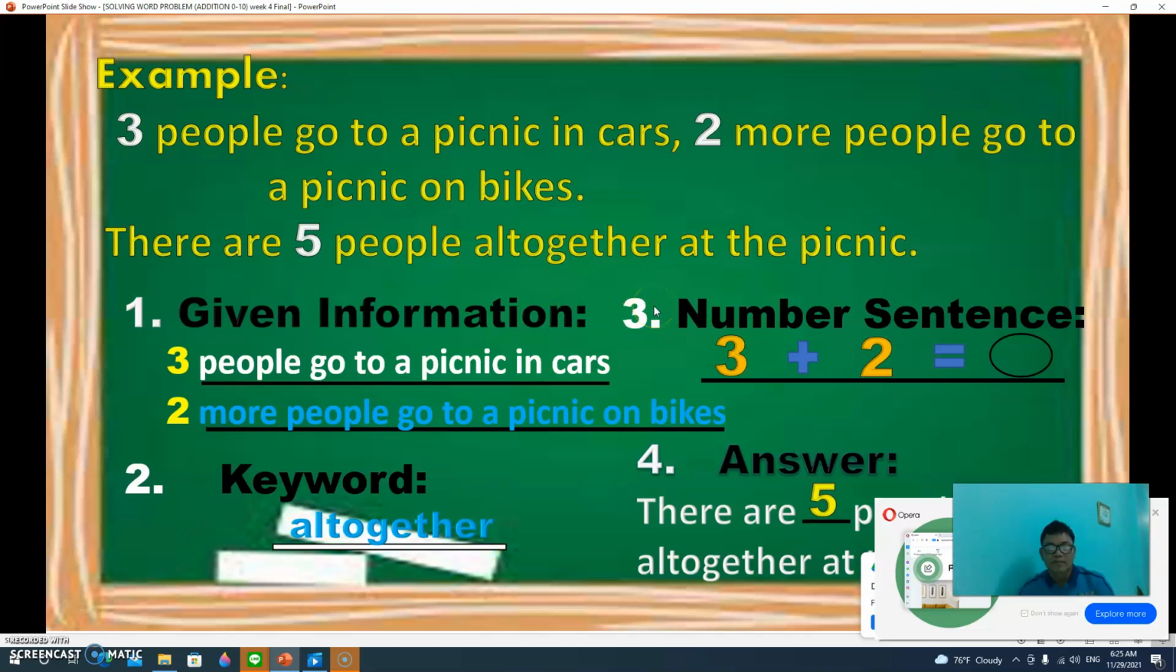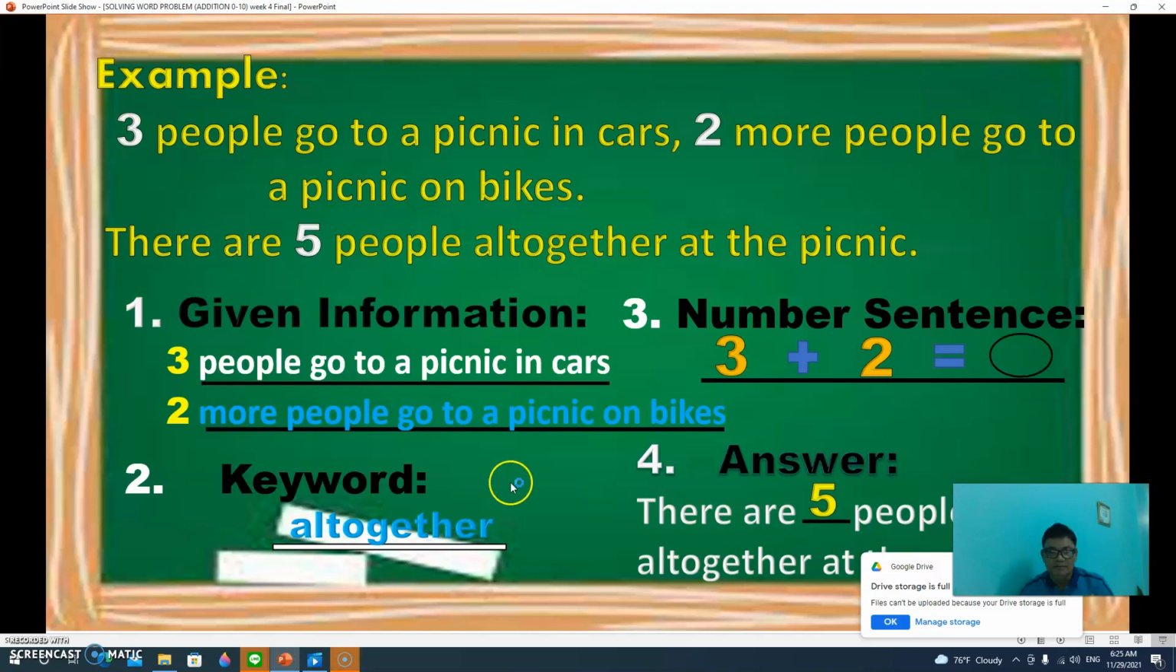And number 3, for our number sentence, 3 plus 2 equals, okay, so you're going to write your answer here. So 3 plus 2 equals 5. Very good. So for number 4, for the answer, there are 5 people all together at the picnic.